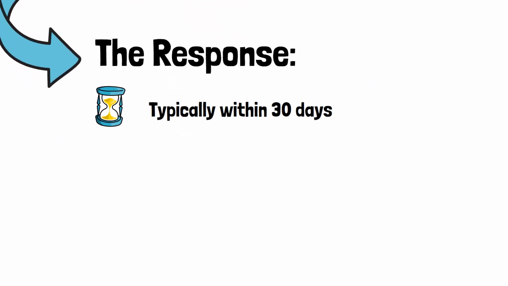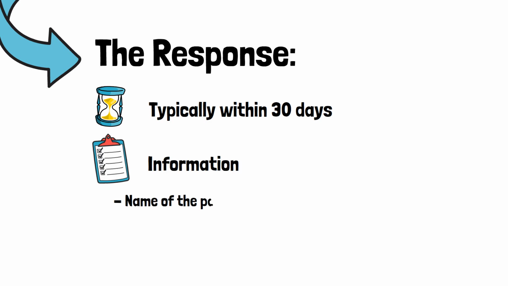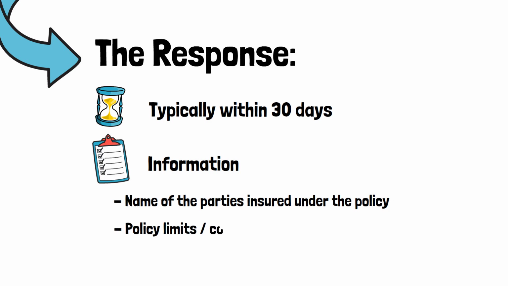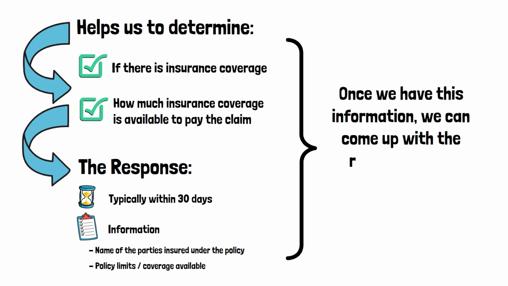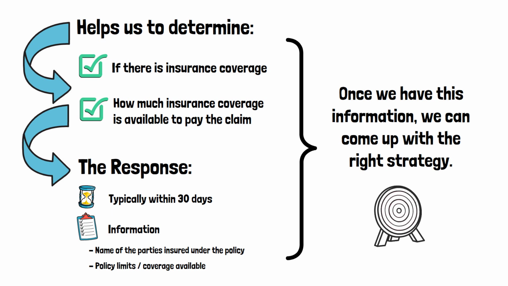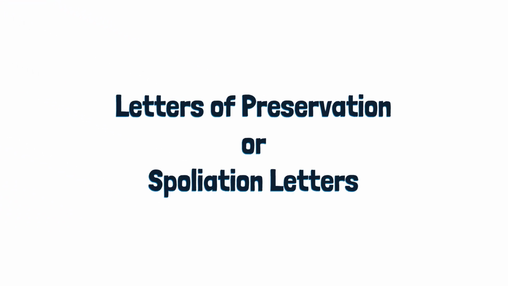When they respond, they'll typically provide us with the coverage information we need, like the name of the people or entities insured under the policy, and the limits of liability coverage, or the total amount of coverage available. Once we have the insurance coverage information, we can better assess the case and work to develop the appropriate strategy moving forward. Now, let's finish up by talking about spoliation letters.